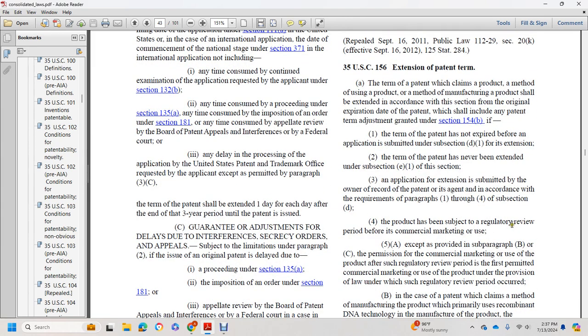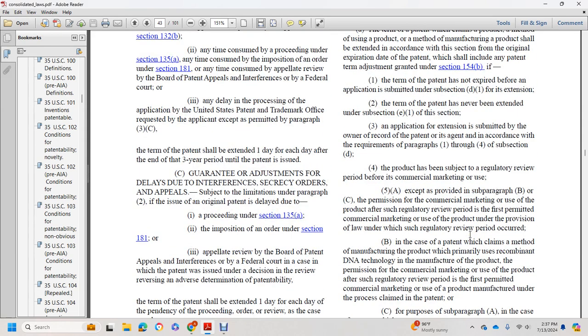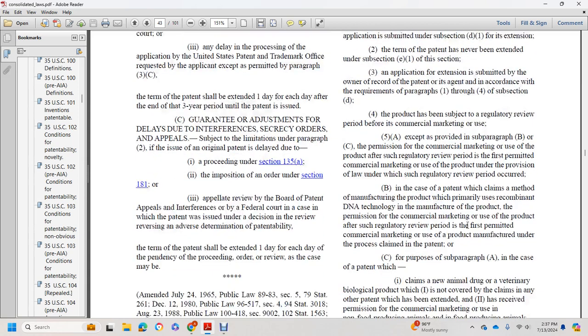4. The product has been subject to a regulatory review period before its commercial marketing or use. 5A. Except as provided in paragraph B or C, the permission for the commercial marketing or use of the product, such as the regulatory review period, is the first permitted commercial marketing or use of the product under the provision of law under which the regulatory review period occurred. B. In the case of a patent that claims a method of manufacturing a product with the primary use of recombinant DNA technology, the manufactured product with permission for commercial marketing or use, the regulatory review period is the first permitted commercial marketing or use of the product manufactured under the process claimed in the patent.